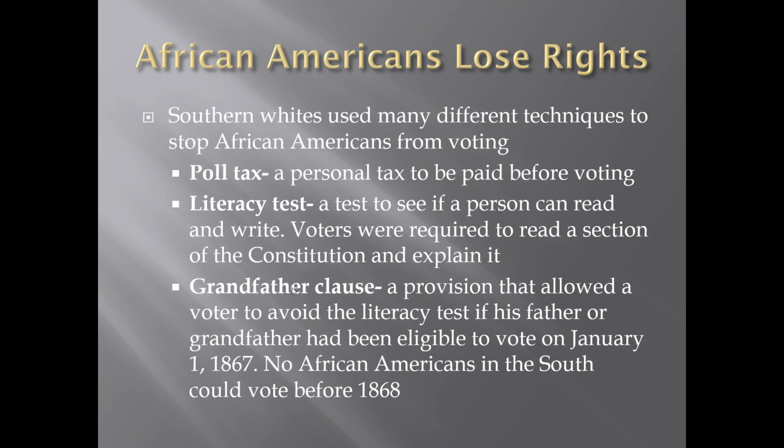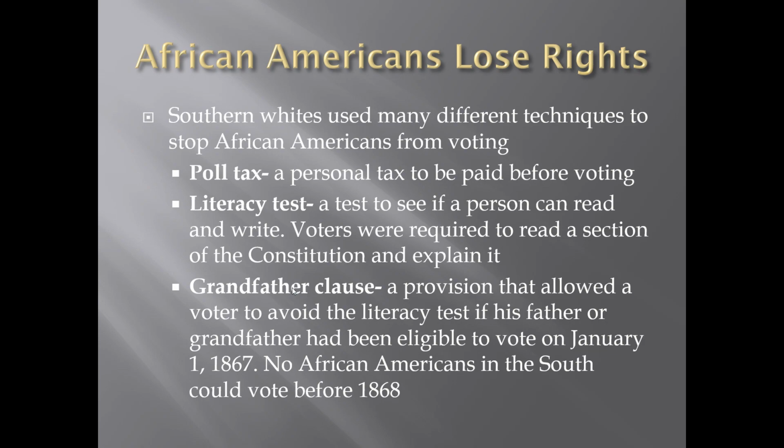Now, because the military is not in charge in the South anymore, this is when we're really going to start to see a lot of southern states pass different laws to take away voting rights from African American men. There's going to be a few different laws that states pass in order to ensure that African American men cannot vote. One of them is a poll tax, so you have to pay a tax before you vote. A lot of African Americans couldn't afford to pay the tax because they're just starting their lives. They haven't really built up any kind of money yet.